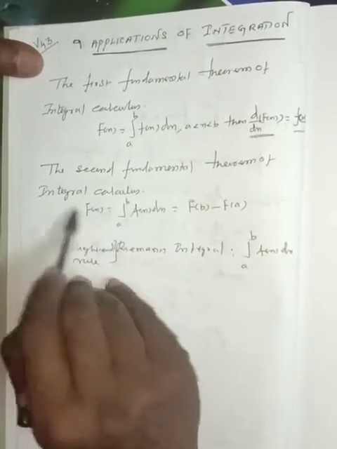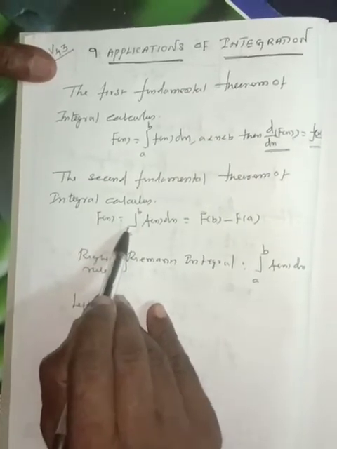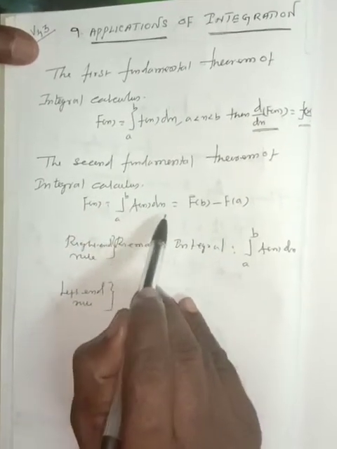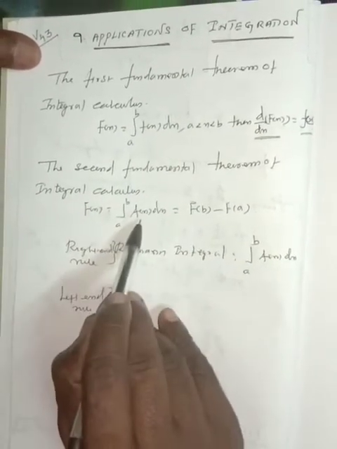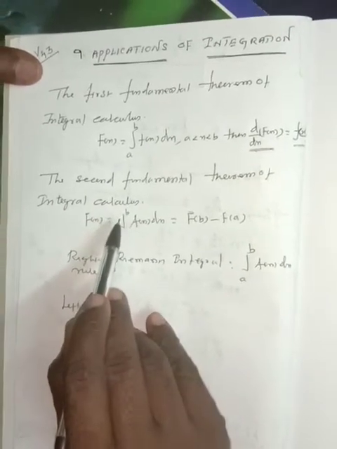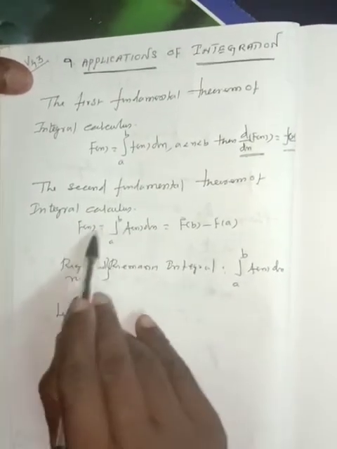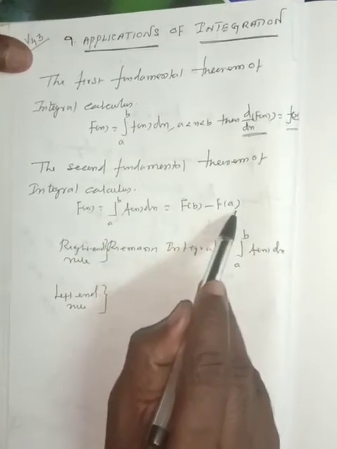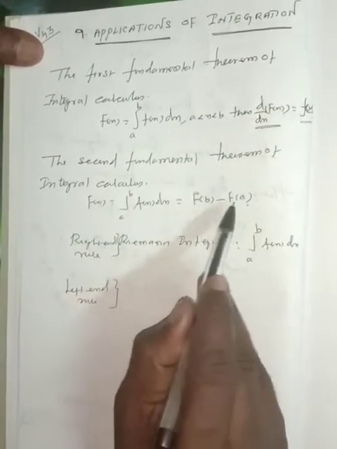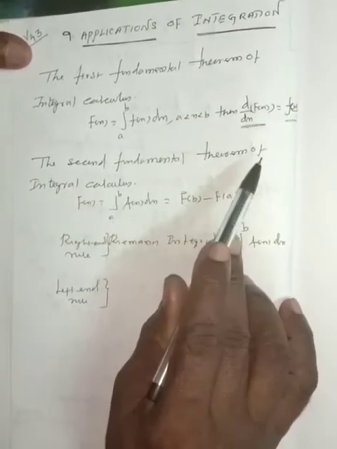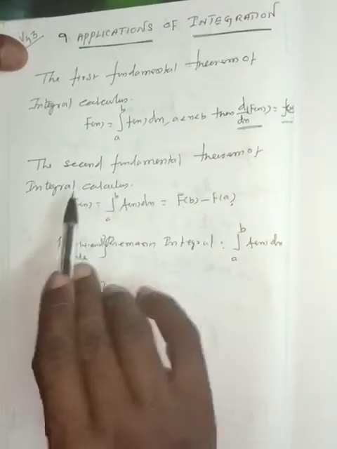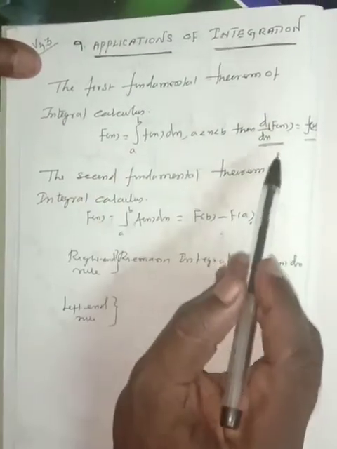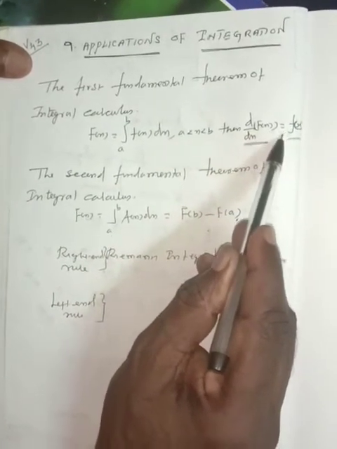Second fundamental theorem of integral calculus. The integral from a to b, lower limit a and upper limit b, of f of x dx is equal to applying x directly at the upper limit b, so capital F of b, minus applying x at the lower limit a, capital F of a. Capital F of b minus capital F of a is the second fundamental theorem of integral calculus. The first fundamental theorem says the differentiation of capital F of x gives small f of x.